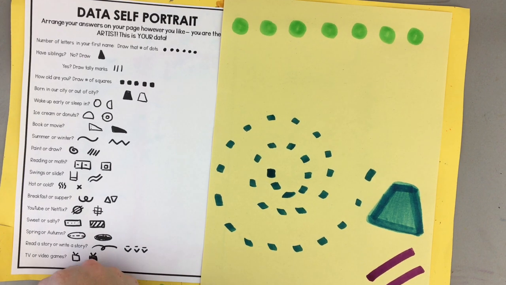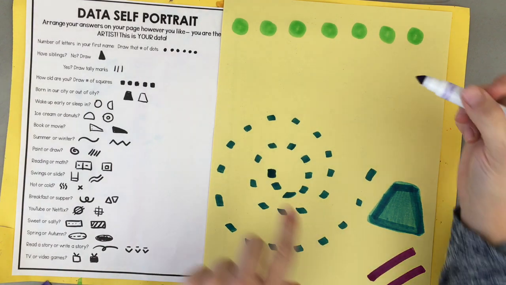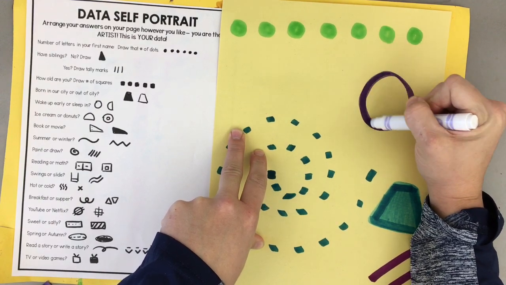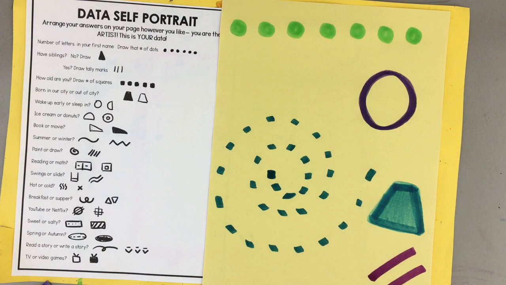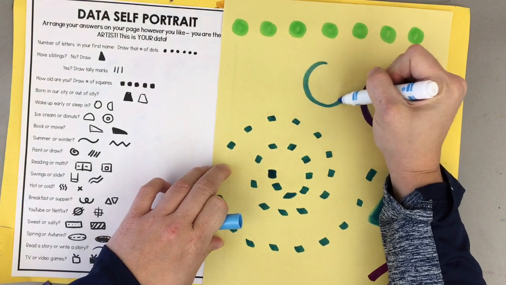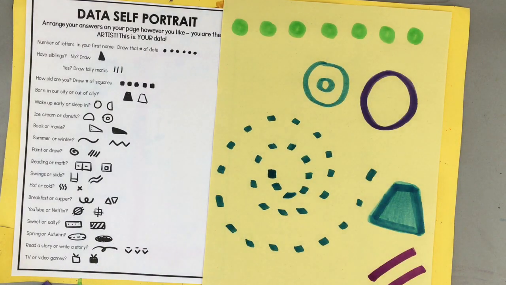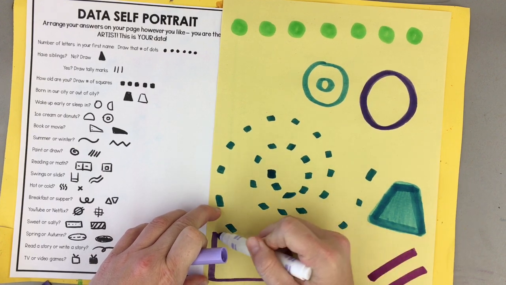I prefer to sleep in, but unfortunately, I wake up early. So circle for waking up early, half circle for sleeping in. Okay, and then it says ice cream or donuts. I'm gonna go with donuts for that one. And then it says book or movie. I'm a movie type of person. So it's a colored in triangle.